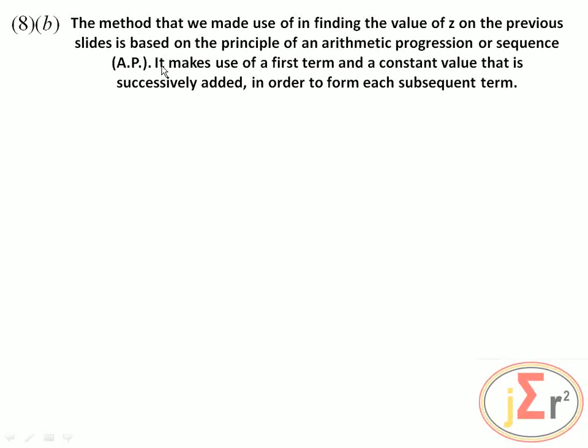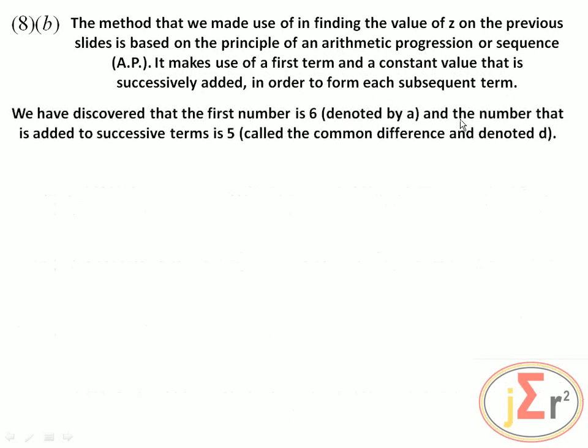So the arithmetic progression makes use of a first term, then a constant value that is successively added in order to form each subsequent term. We have discovered that the first number is 6, denoted by A, which is the first term. A is equal to 6, the first term. And the number that is added to 6 successively is 5, and that is called the common difference, denoted by D.